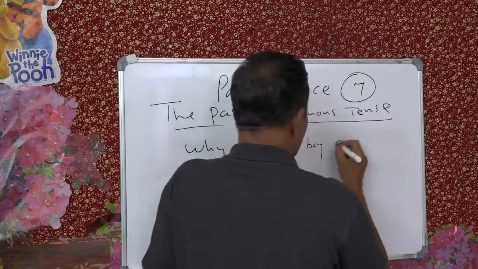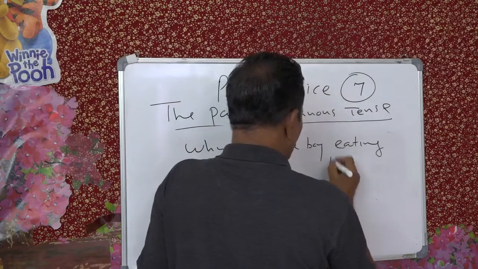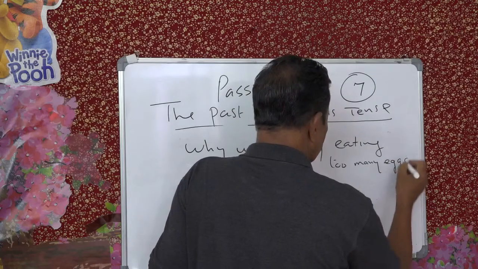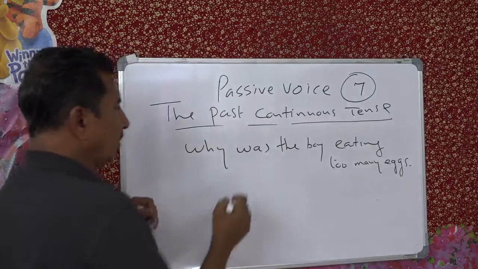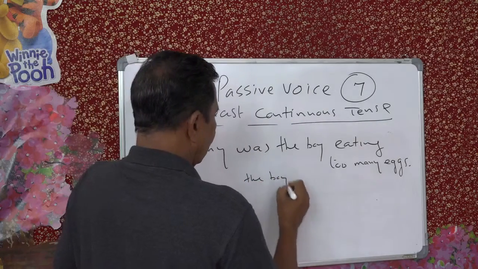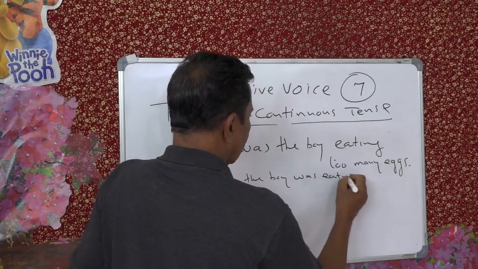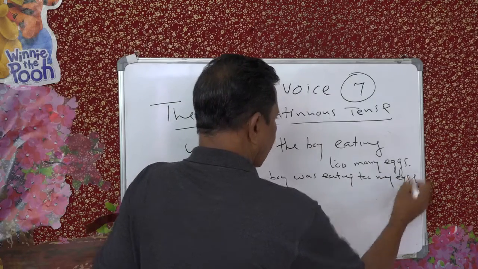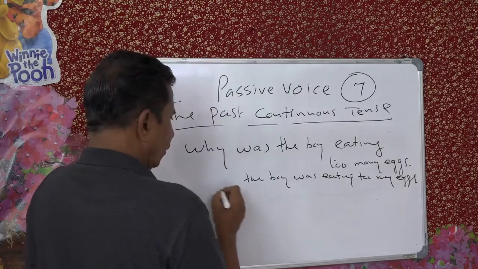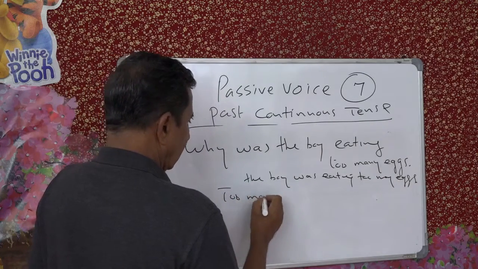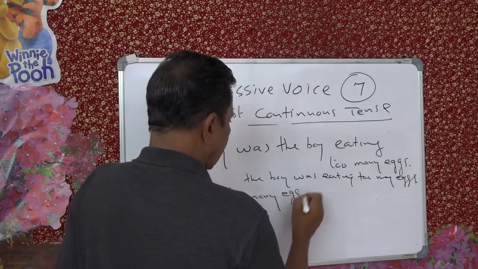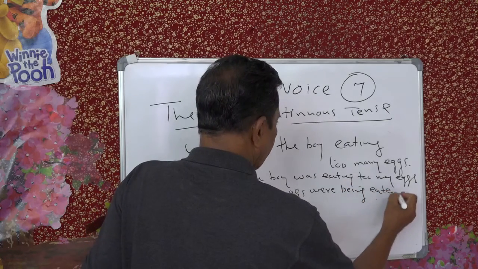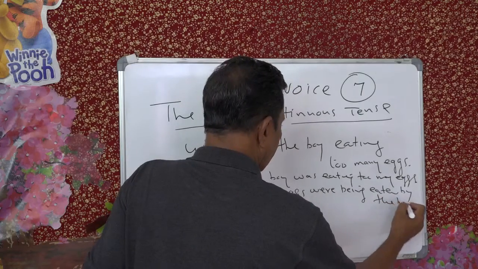Why was the boy eating too many eggs? So why? The statement will be: the boy was eating too many eggs. Then the passive of this will be: too many eggs were being eaten by the boy. Question word, why?